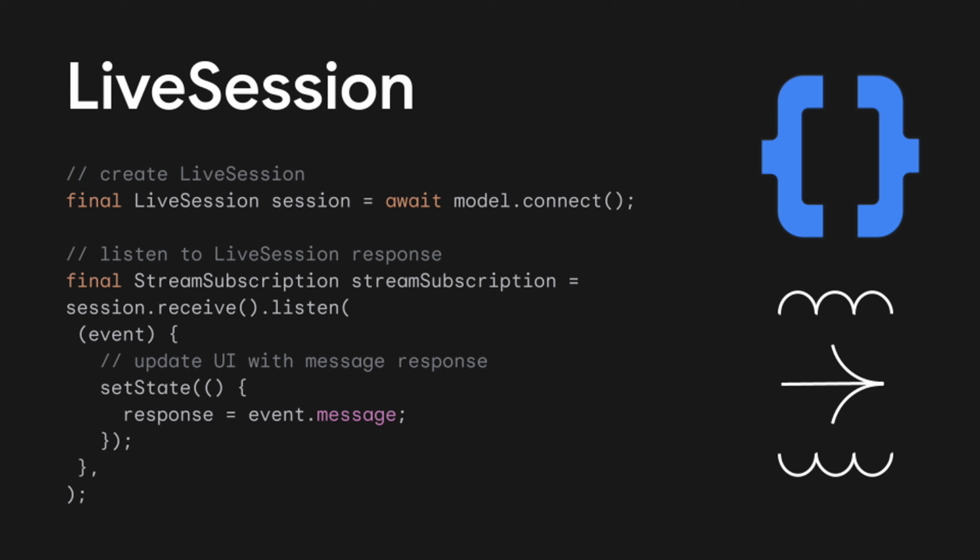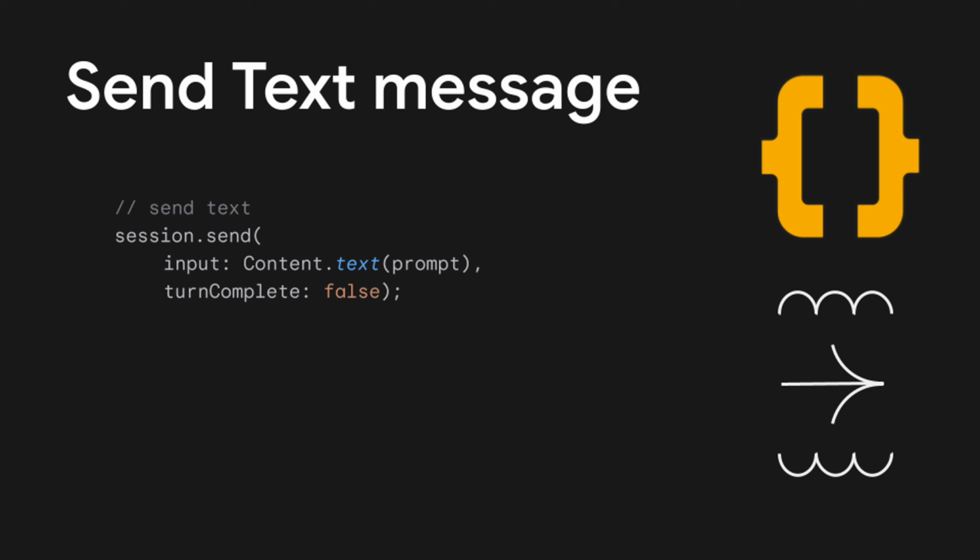Okay. You explicitly connect to create a live session using awaitModel.connect. And then you listen for responses coming back from the session using session.receive.listen. So, establish a connection, then listen for incoming data. How do you send stuff to it? You can send text using session.send, passing a content object like content.textPrompt. Interestingly, they showed a term complete false flag. Maybe for sending partial inputs.